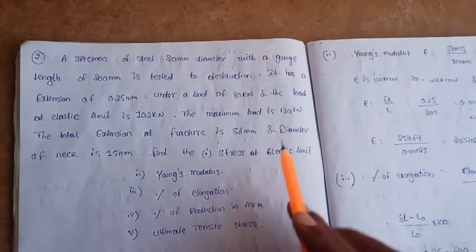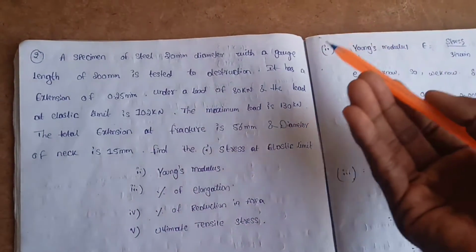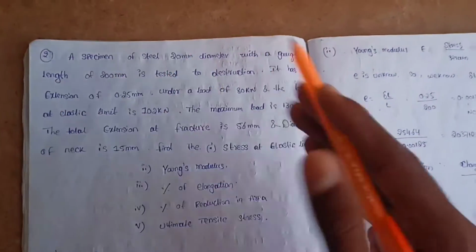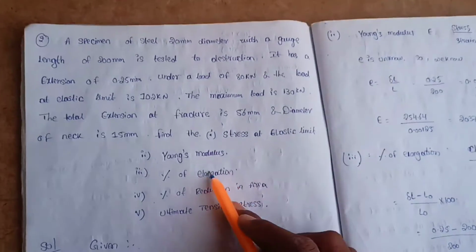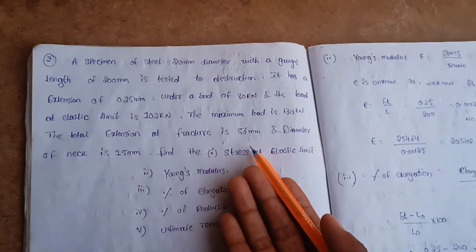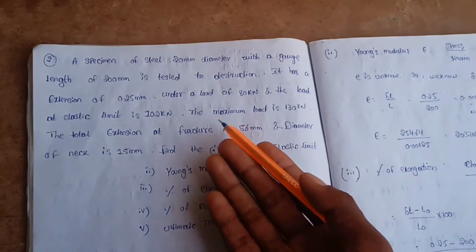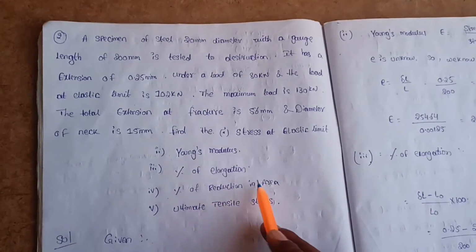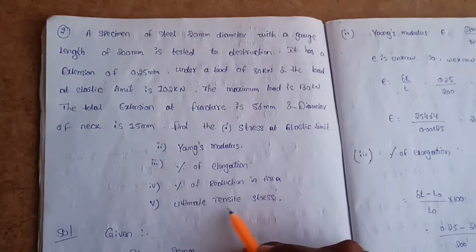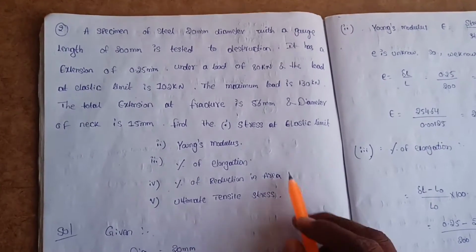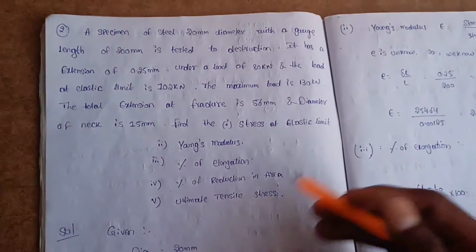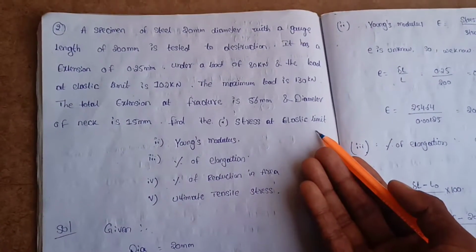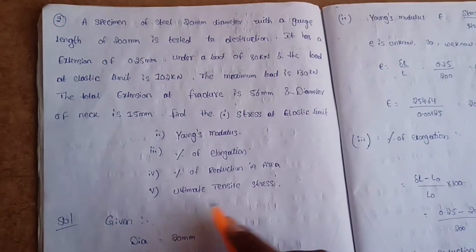So what do we want to calculate? Stress. We already know stress. What is stress? Stress is nothing but load by area. That is the simple thing we learned in the previous class, and the same formula we use here. Next, Young's modulus. Young's modulus, capital E, is equal to stress by strain. We can calculate it easily. Next, percentage of elongation and percentage of reduction in area are different. Ultimate tensile stress is nothing but a stress. Ultimate means maximum, so maximum load by area is the ultimate tensile stress.